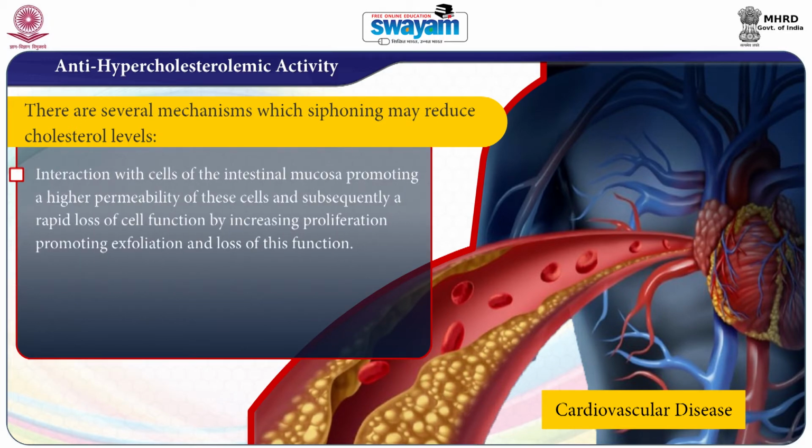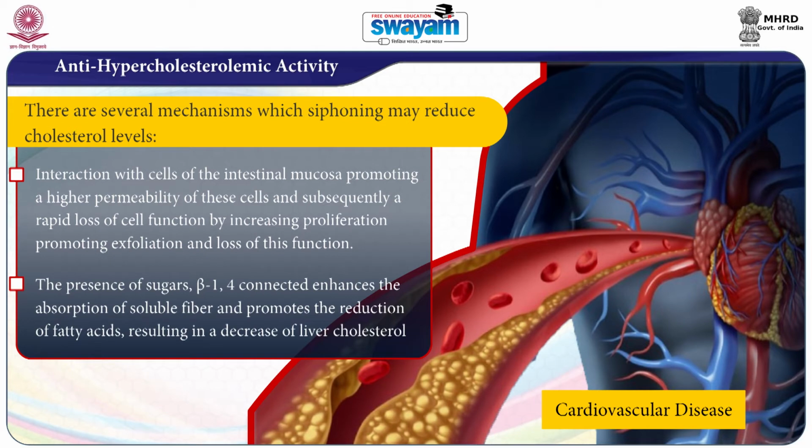Interaction with cells of intestinal mucosa promotes higher permeability of these cells and subsequently a rapid loss of cell function by increasing proliferation, promoting exfoliation and loss of this function. Thus, it contributes to a further increase in excretion of cholesterol. The presence of sugar beta-1,4 connected enhances the absorption of soluble fiber and promotes the reduction of fatty acid, resulting in a decrease of liver cholesterol.